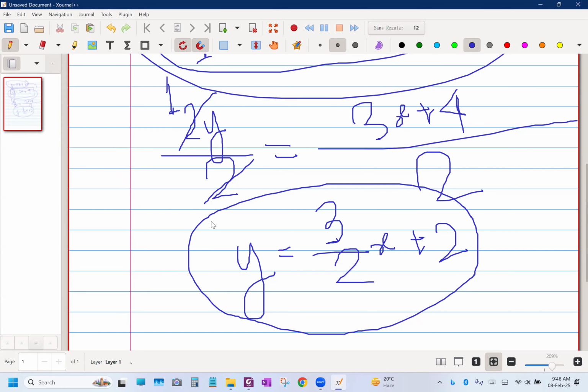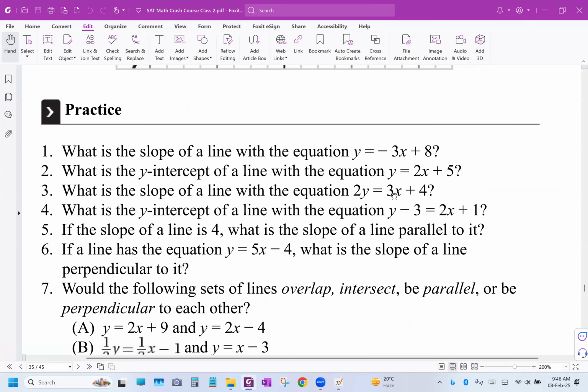Do you understand this problem? Yeah. Okay, all right. So this is basically the solution that you really need to do.